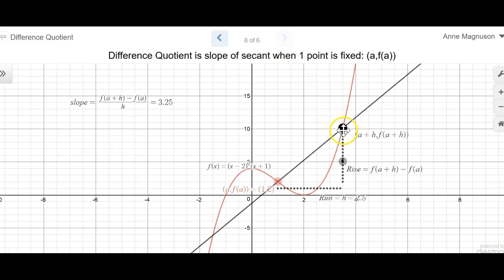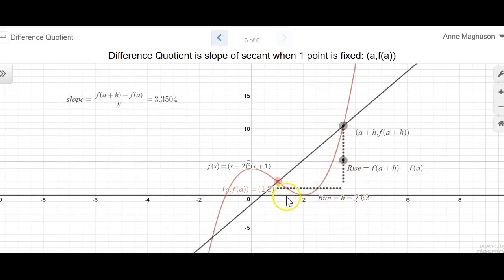So what is the slope of a line? It's rise over run. The run is that distance h. The rise is the difference between f of a plus h and f of a, and that is my slope.